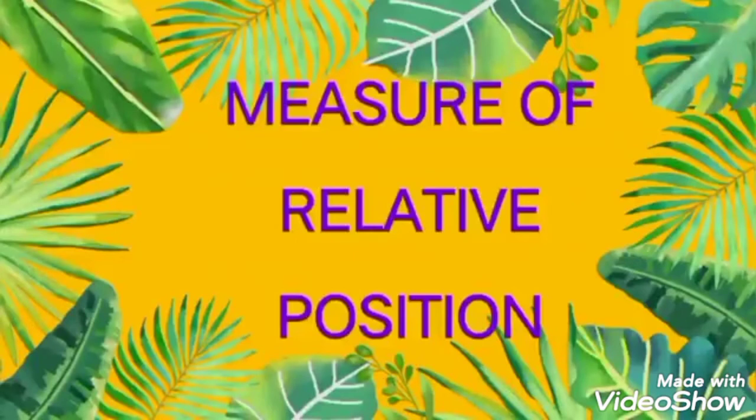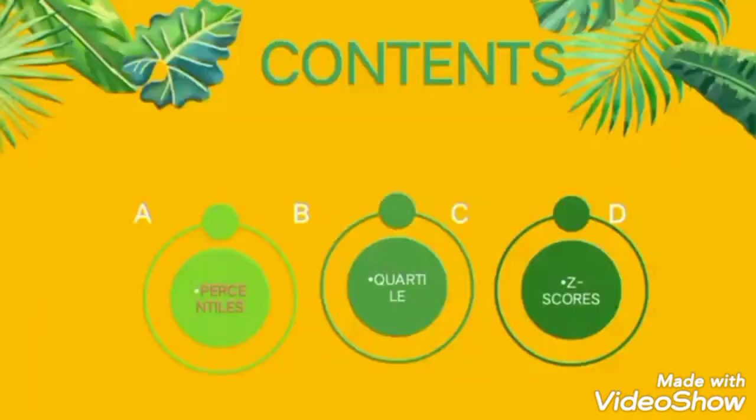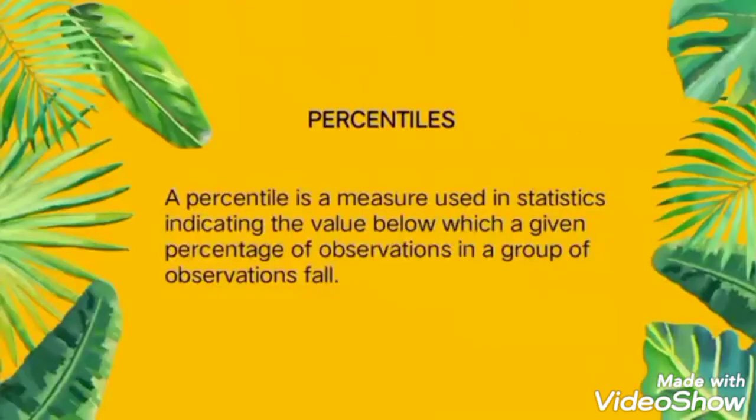Hi everyone, today we'll tackle measures of relative position. Measures of relative position have three components: percentile, quartile, and z-scores. Percentile. A percentile is a measure used in statistics indicating the value below which a given percentage of observations in a group of observations fall.